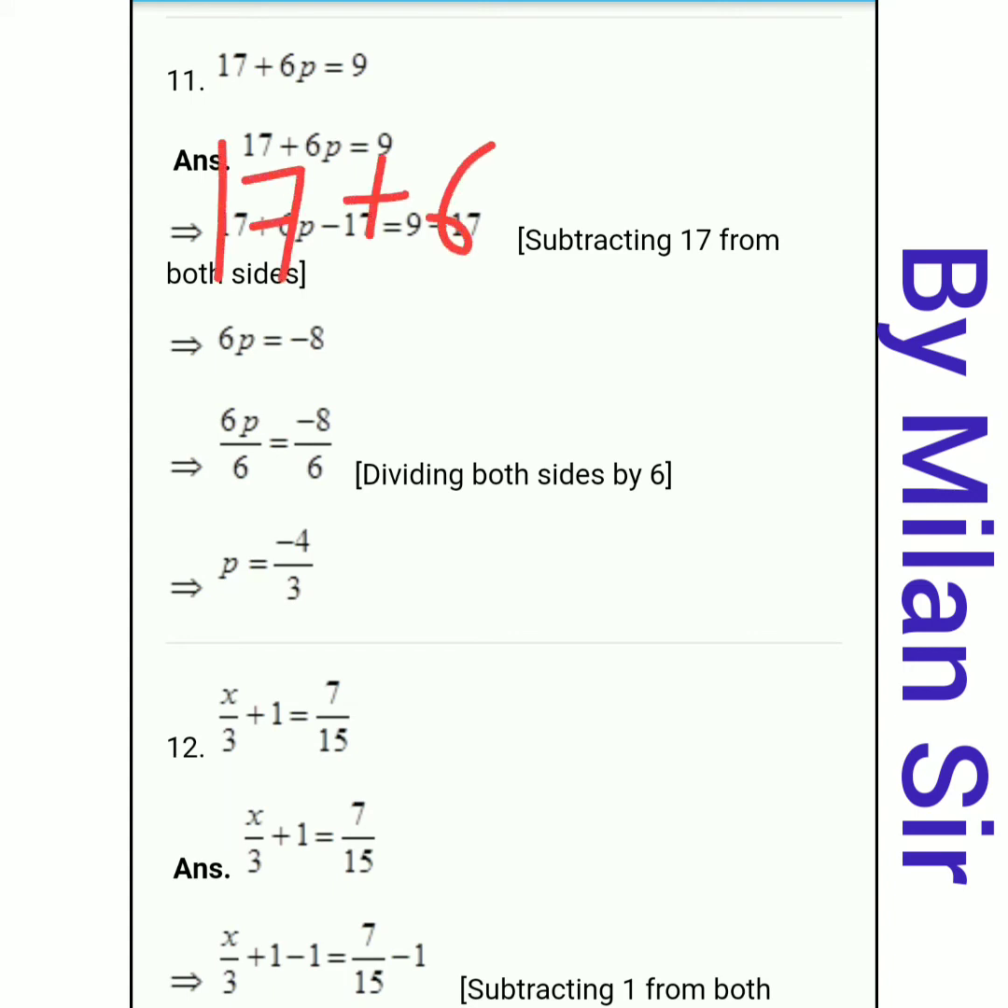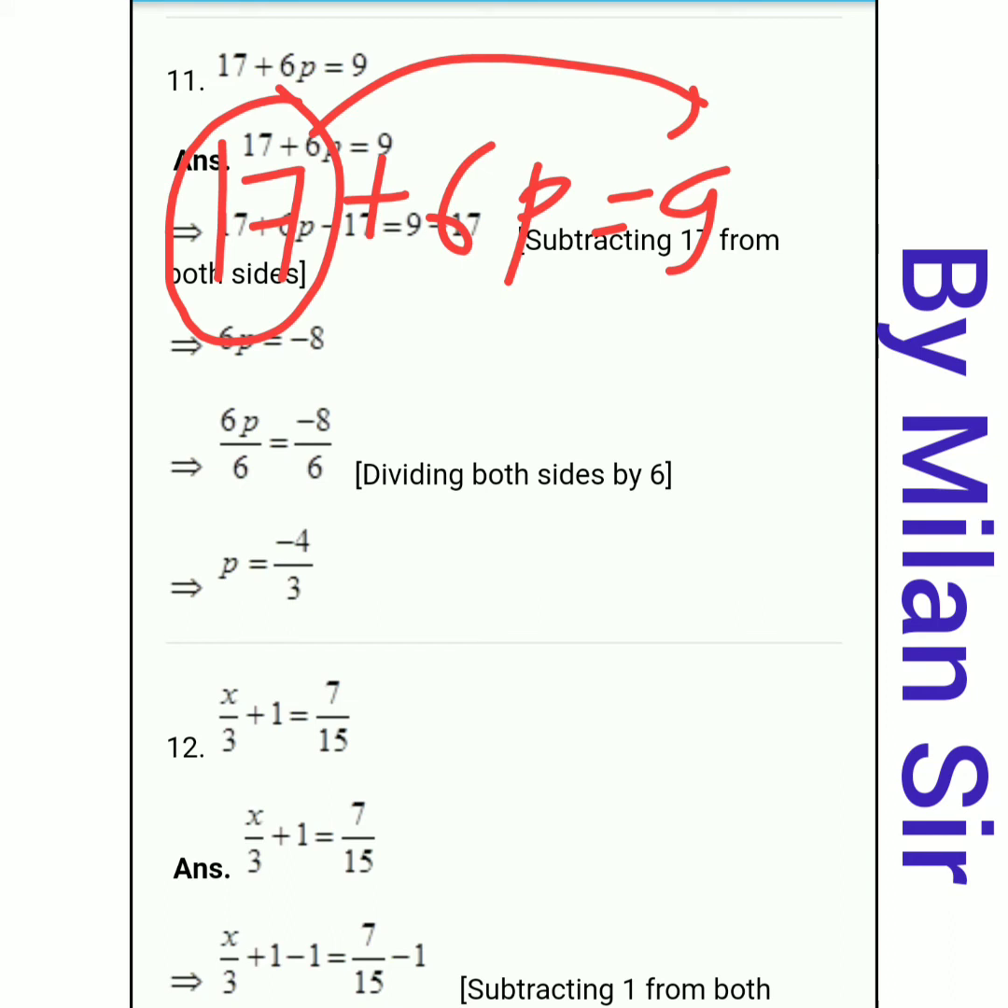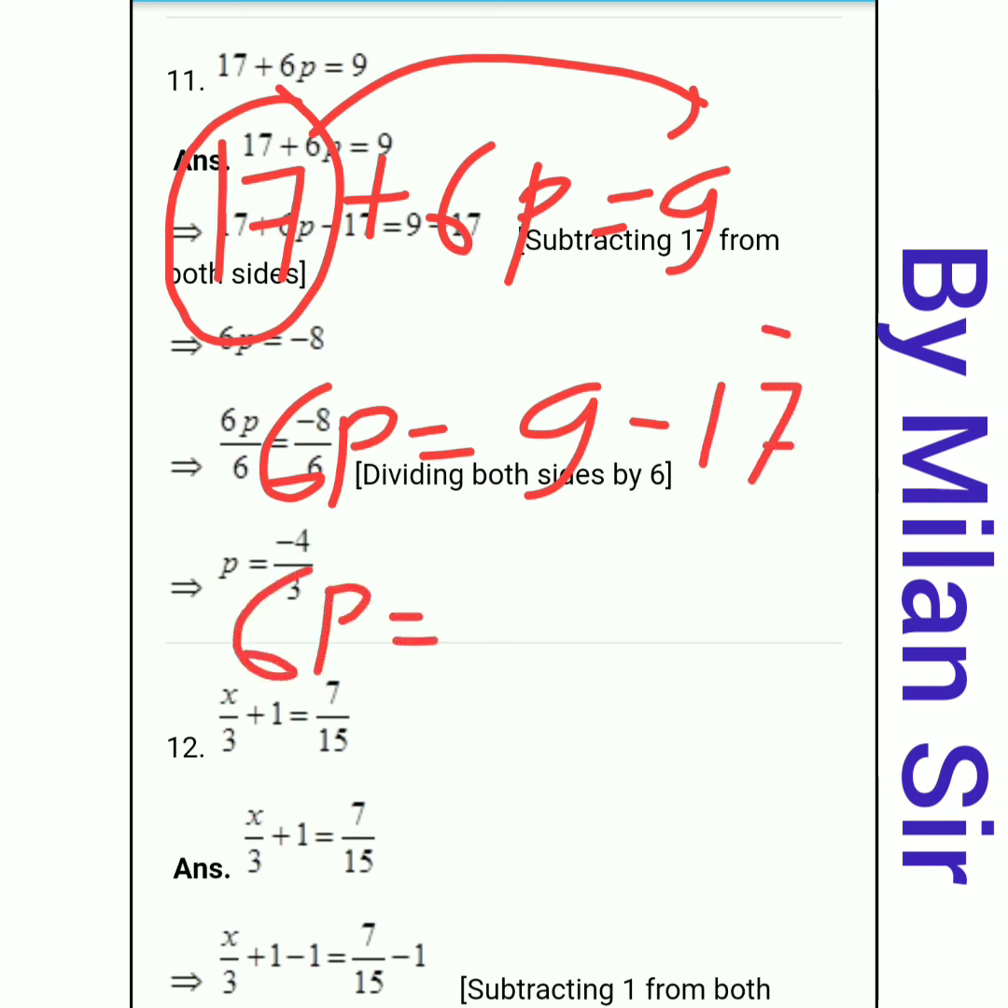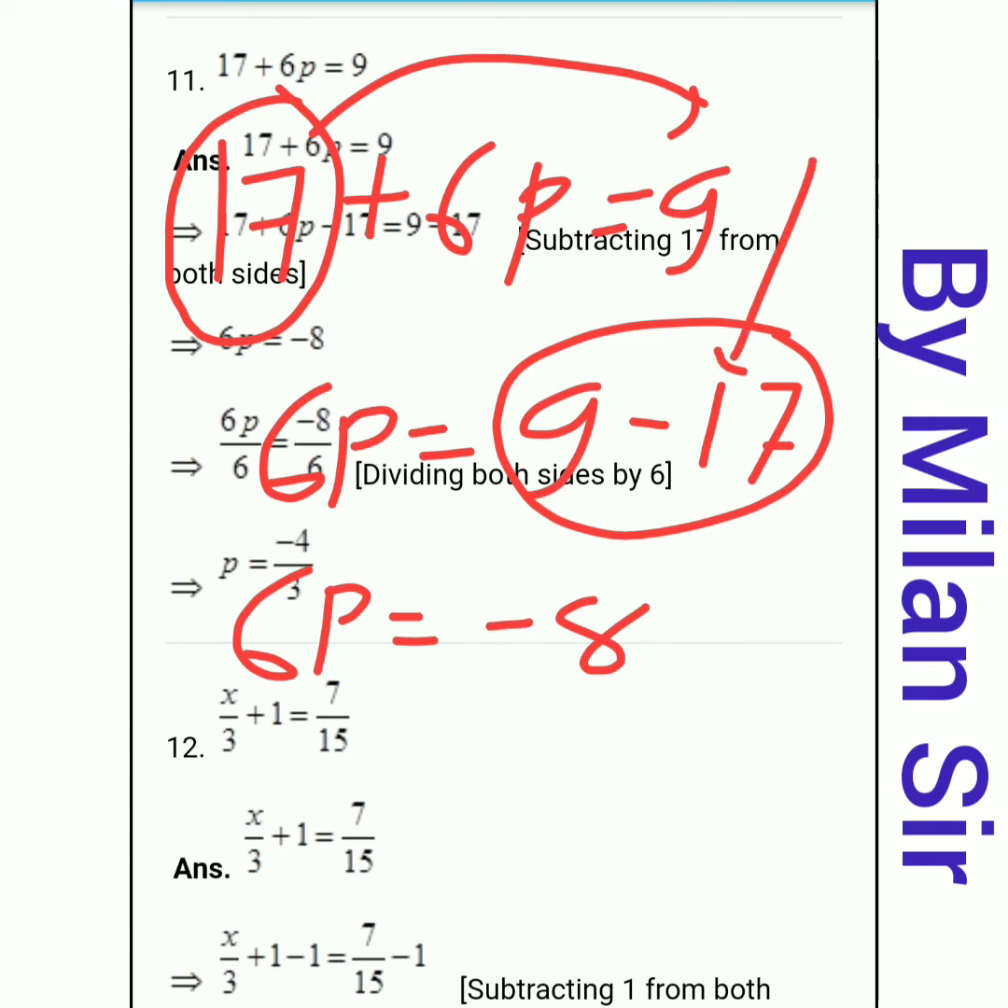17 plus 6p is equal to 9. First of all, we need to transfer this 17, that means the numerical term, to the right hand side. So 6p is equal to 9. If we transfer plus 17 to the right hand side, it becomes minus 17. So 6p is equal to, now plus minus minus, 17 minus 9, 8. The bigger number's sign is negative because 17 has a negative sign.